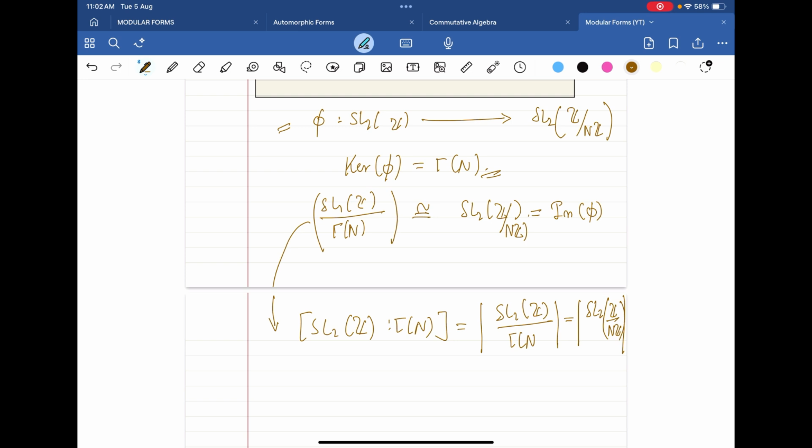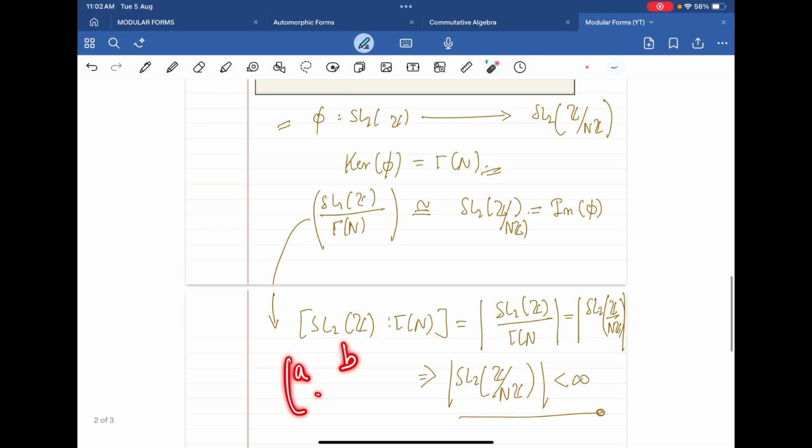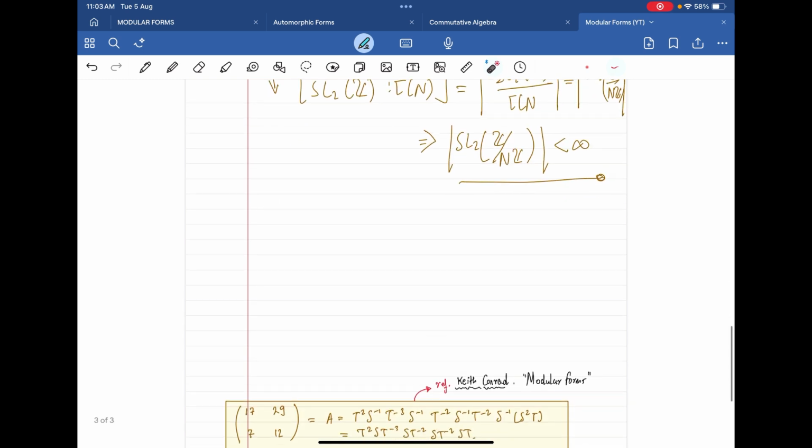And now it's not that difficult to observe that the cardinality of this group is finite, and we are done, because there are only finitely many elements in this part over here. So the modulo n classes, the 2 by 2 matrices whose determinant is 1, with A, B, C, D belonging to Z mod NZ, which is finite. You can say the ring or a group.